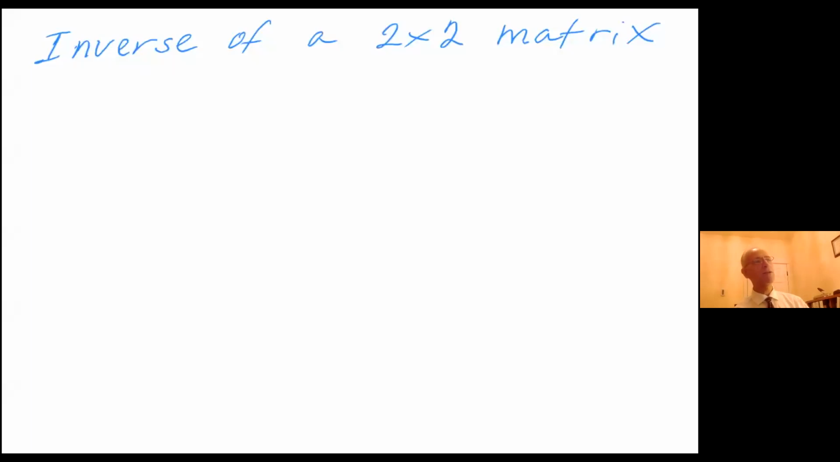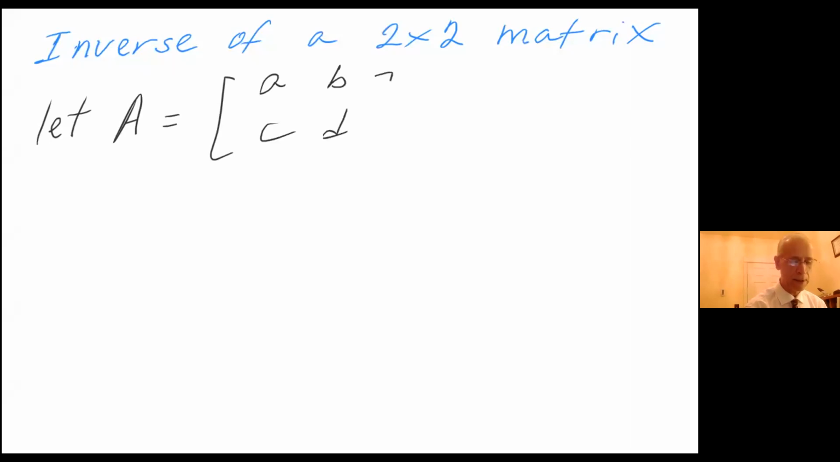So let's talk about the inverse of a 2 by 2 matrix, which is actually fairly simple. Let A equal, say, a, b, c, and d, a 2 by 2 matrix. So the inverse of A. One thing, please remember: this is not A to the power of -1. This symbol is A inverse.